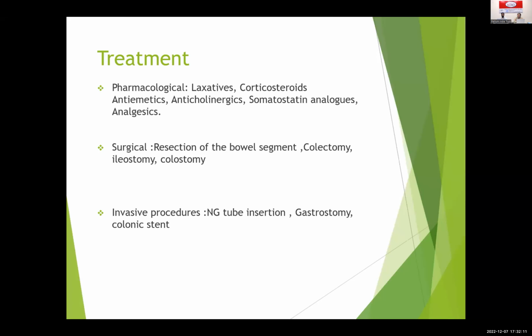So in partial obstruction, we prefer giving stimulant laxatives along with stool softeners. So that can be used. And we also give enema. We do a rectal examination and we see if there is any fecal matter. If we can feel that, we try to do a digital evacuation. If not, we do a high-up enema.